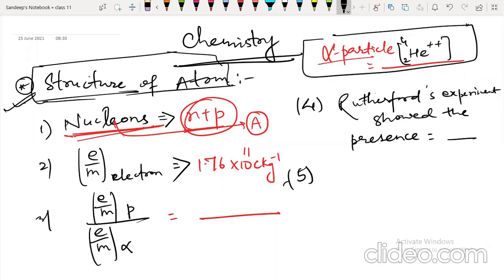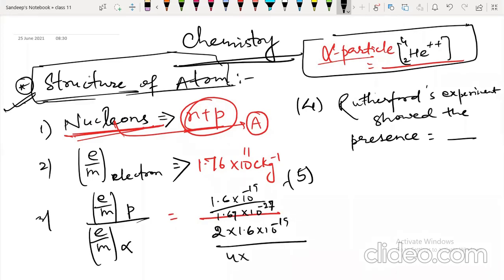First proton. Proton charge is 1.6 into 10 to the minus 19. Mass of proton is 1.67 into 10 to the power minus 27. And charge of alpha particle is 2 into 1.6 into 10 to the minus 19, and mass is 4 into 1.67 into 10 to the minus 27. What are the things that can be cancelled? This cancelled. So it is 4 by 2, so it is 2:1. Take the answer.